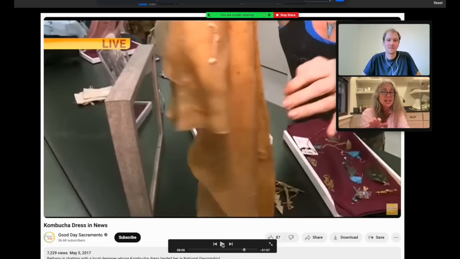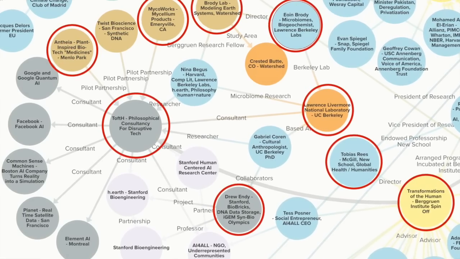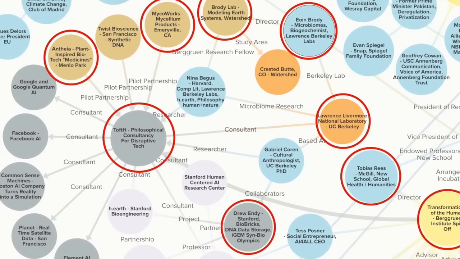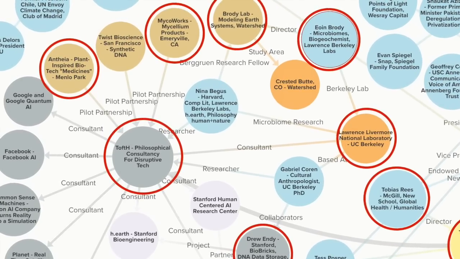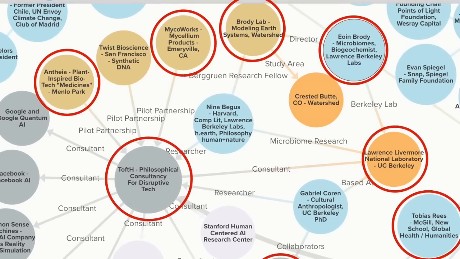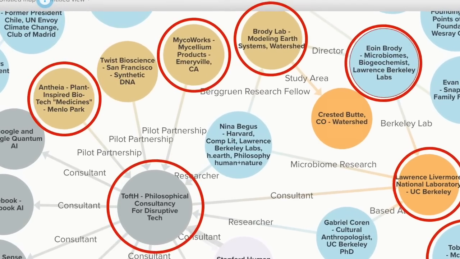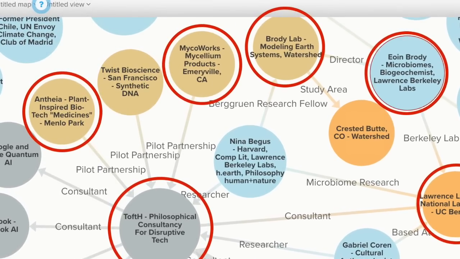Is relocalization with local bioreactors, with fungus. The Berggruen Institute, Nicholas Berggruen is all about this stuff. Having these localized, decentralized bioreactors in your Freedom Cell community with your vegan leather.